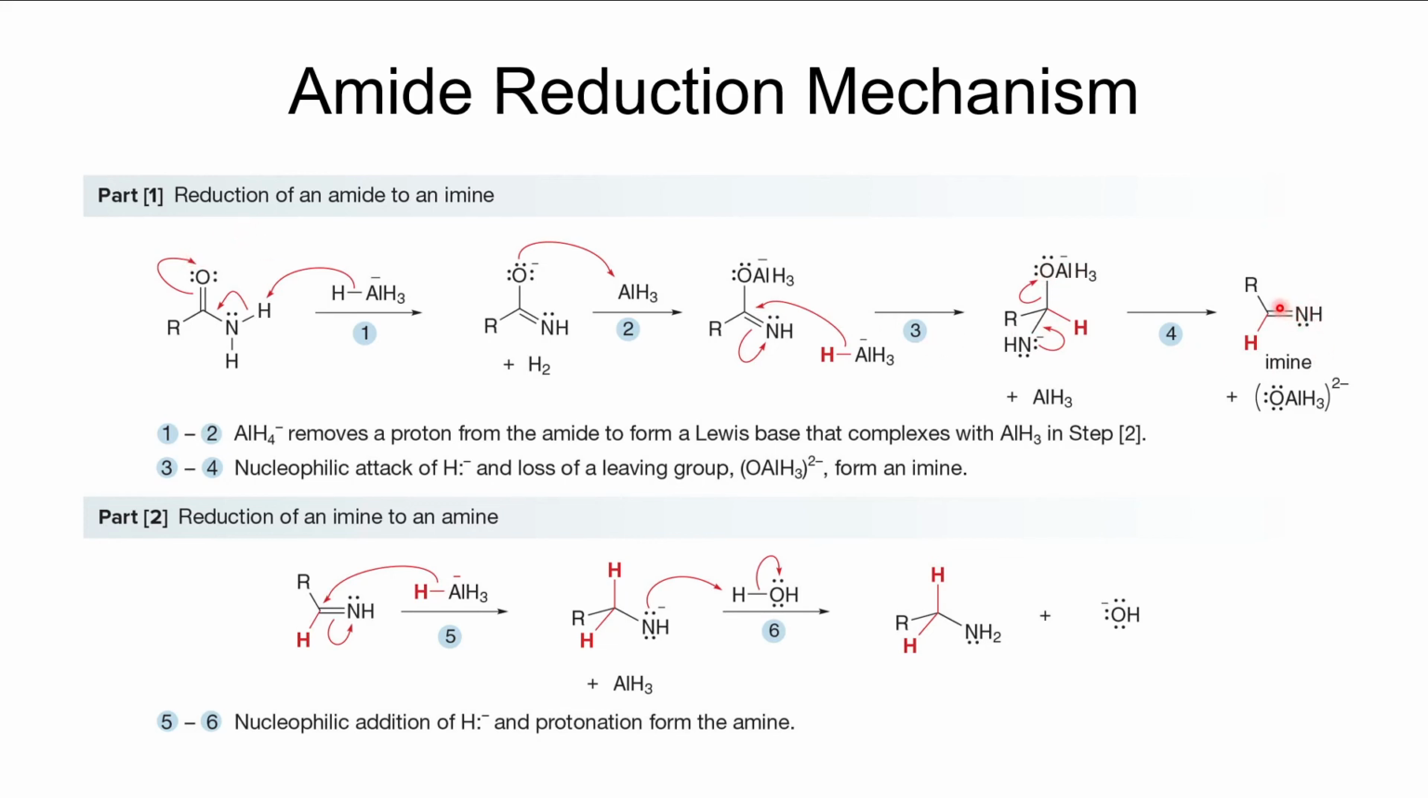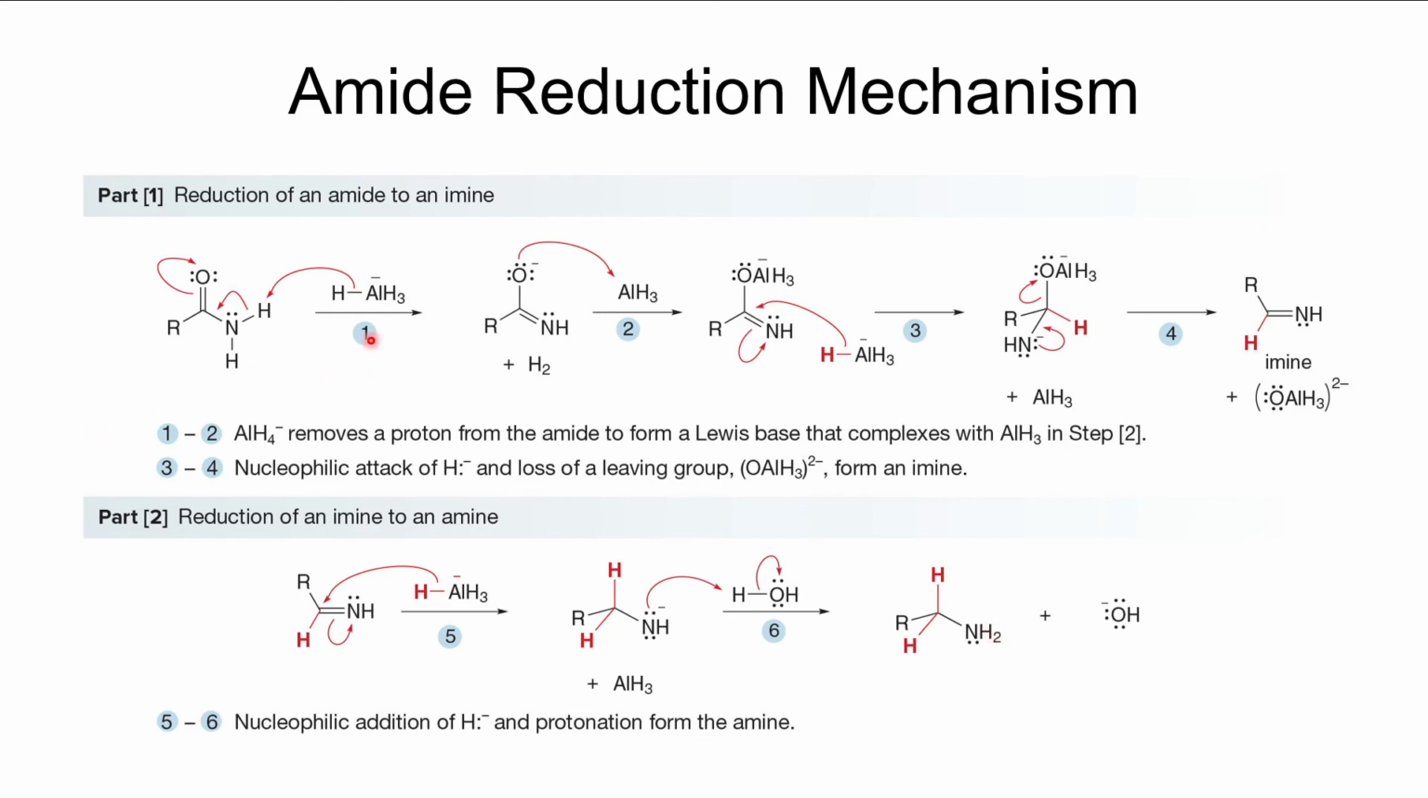And then the imine can get reduced using the lithium aluminum hydride. So the hydride comes in, we create our tetrahedral intermediate, and then protonate it with some water in a subsequent step to get this amine. So it makes it impossible to get the alcohol.